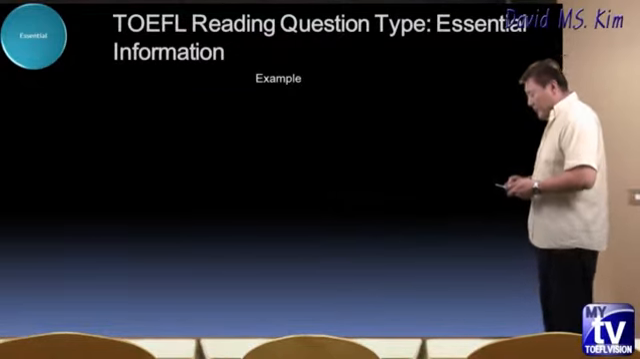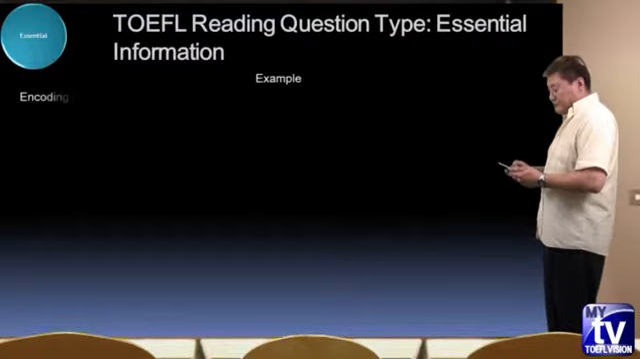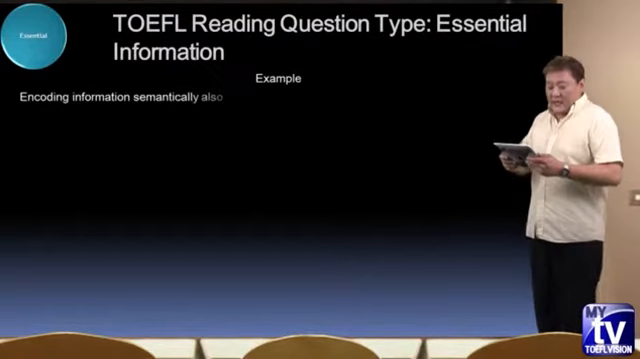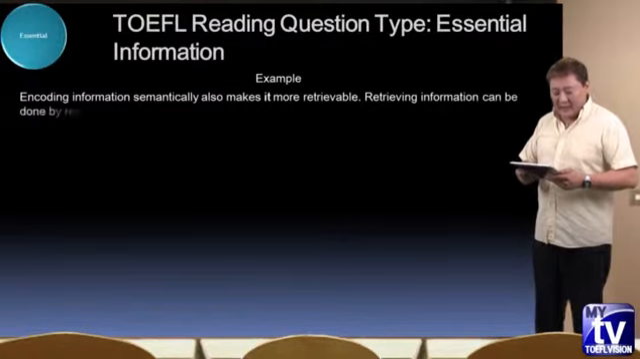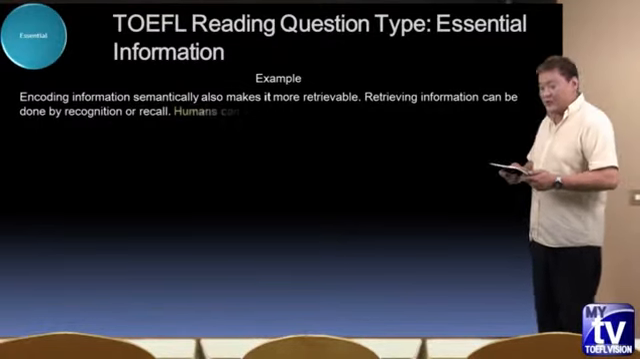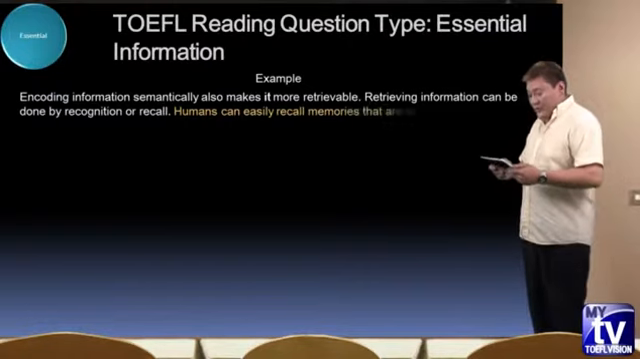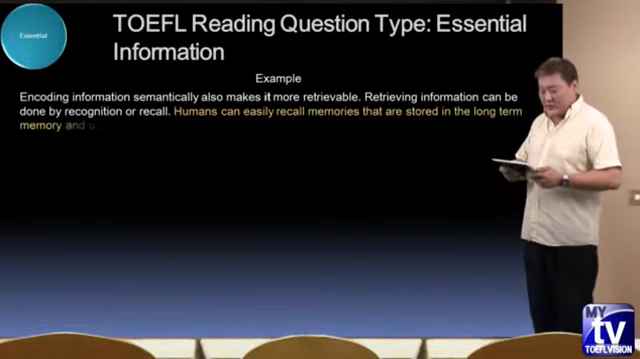First of all, here we go. We're going to read it together. Example. Here we go. Encoding information systematically also makes it more retrievable. Retrieving information can be done by recognition or recall.